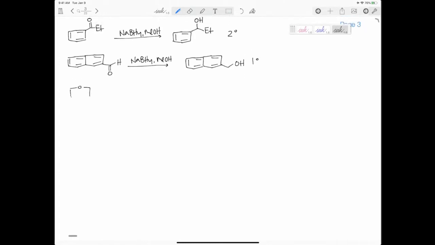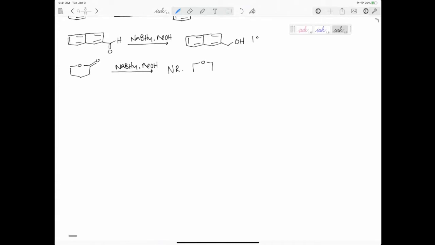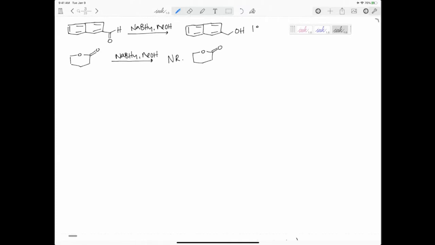What if I had this here? What would happen with this, the third starting material? You should be able to identify that this is an ester. And remember, esters are too strong, right? Sodium borohydride isn't strong enough to reduce it, so there is no reaction. Okay, basically what you get is the same starting molecule here. No reaction.